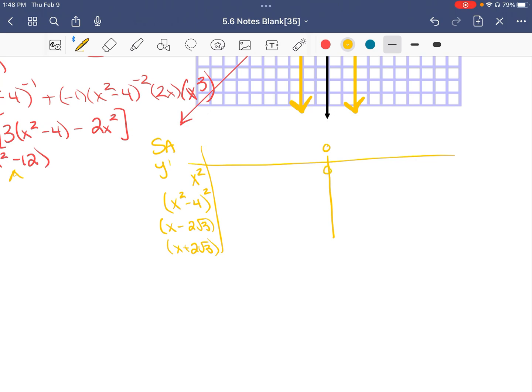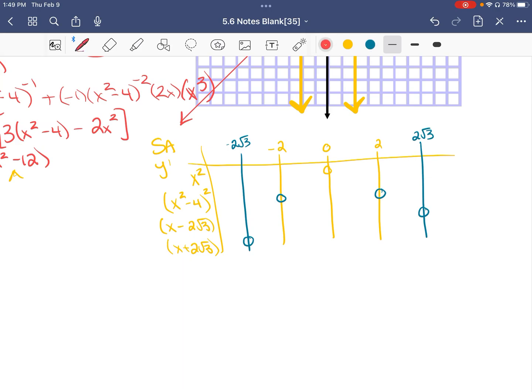So x squared goes to 0 at 0. X squared minus 4 goes to 0 at 2 and negative 2. And 2 root of 3 is 2 times almost another 2, so it's almost 4. So this is negative 2 root of 3, and we've also got 2 root of 3. So that's where this one goes to 0 here, this one goes to 0 here, and this term goes to 0 there.